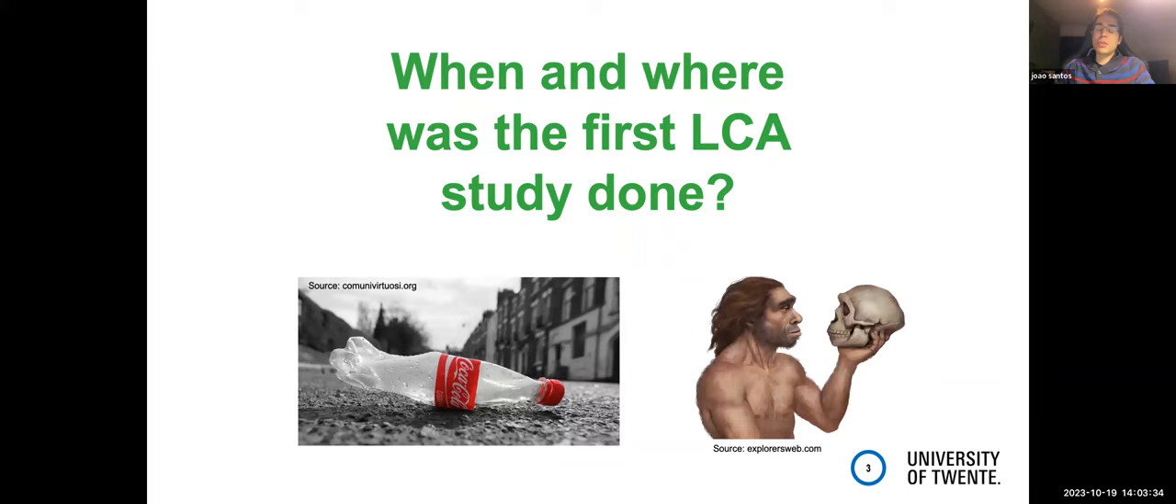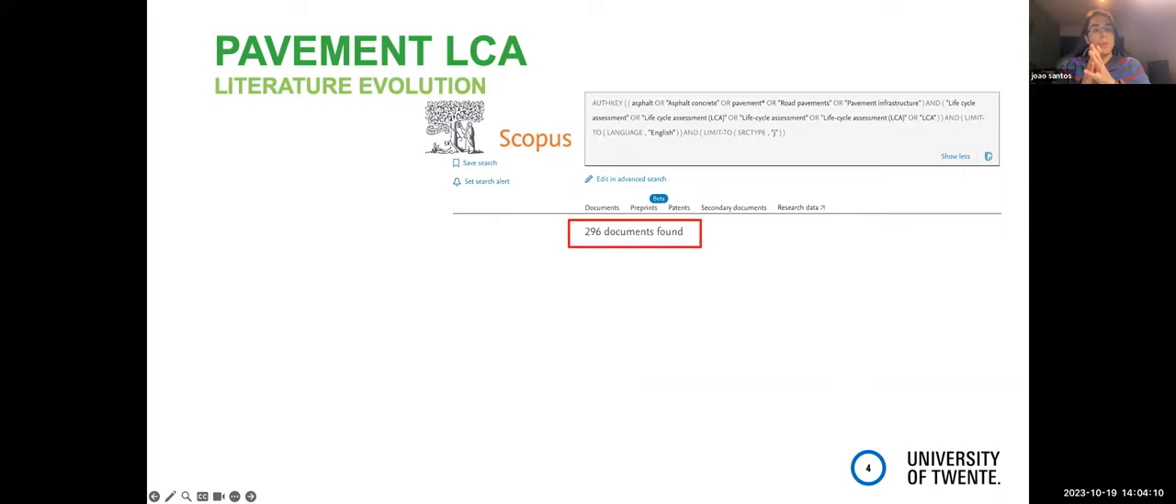Since then, in the 70s, it has evolved in terms of application. It was mainly in the energy sector, due to the energy crisis and oil crisis. Then in the 80s, it moved a bit to Europe. In the 90s, the first journals on the topic were created, and also the first software and databases. And in terms of our field, pavement LCA, it was only after 2000 that the first publications started to appear.